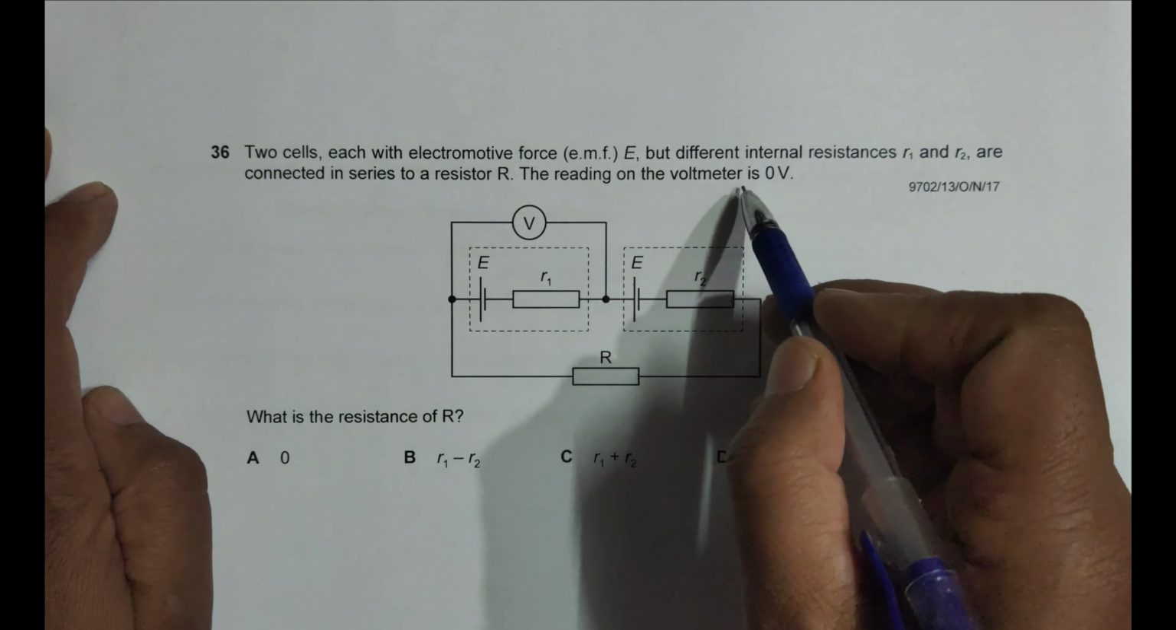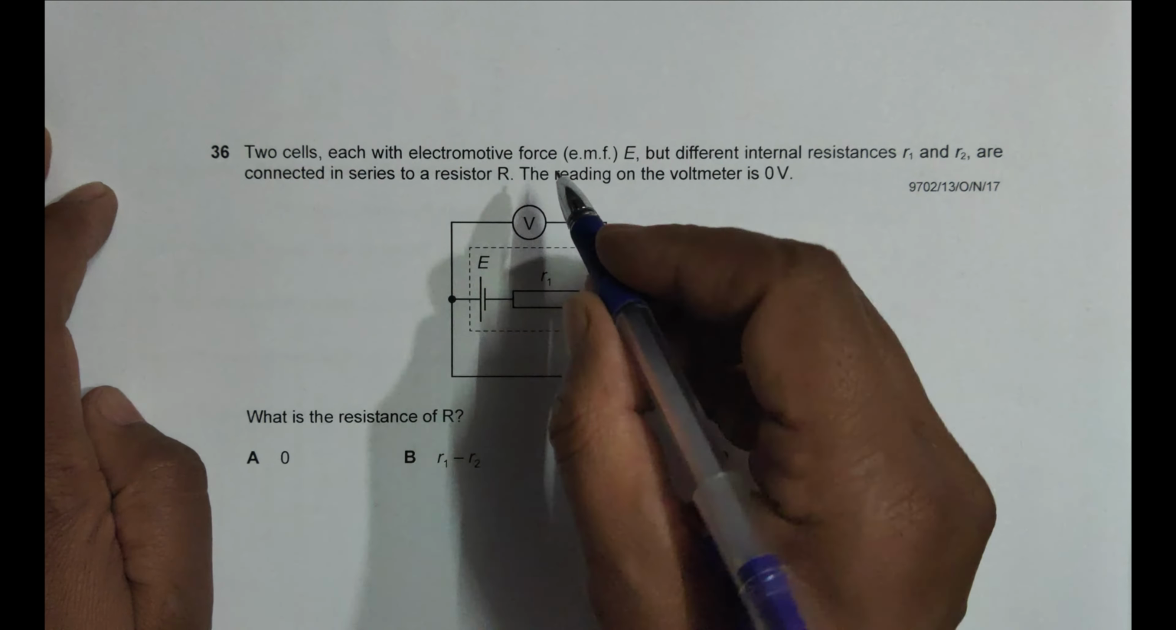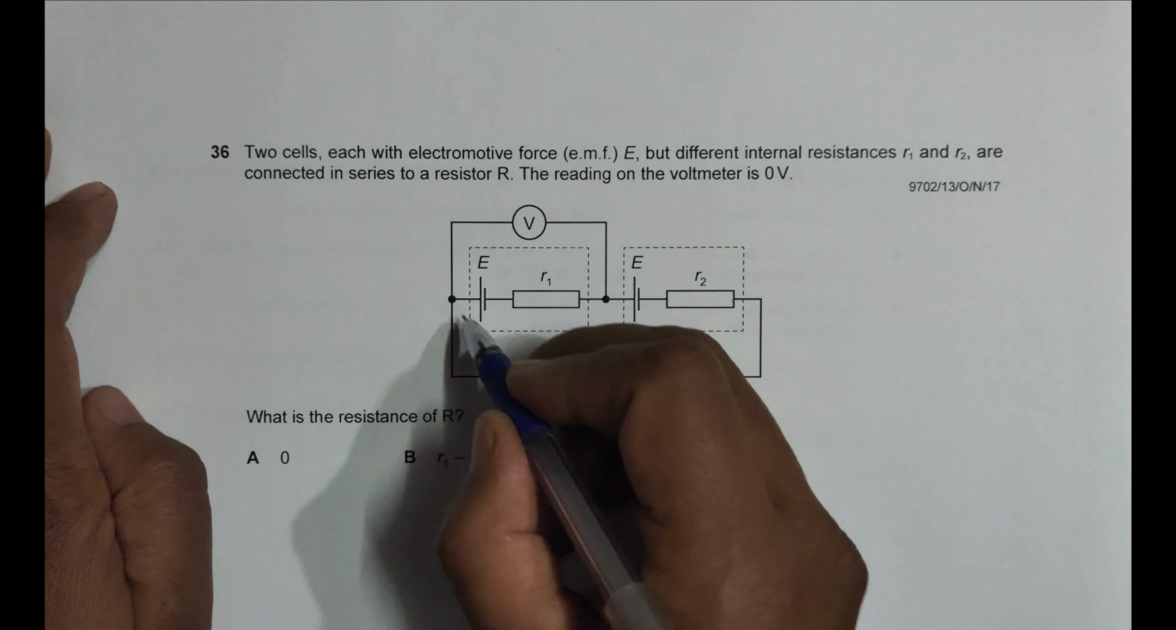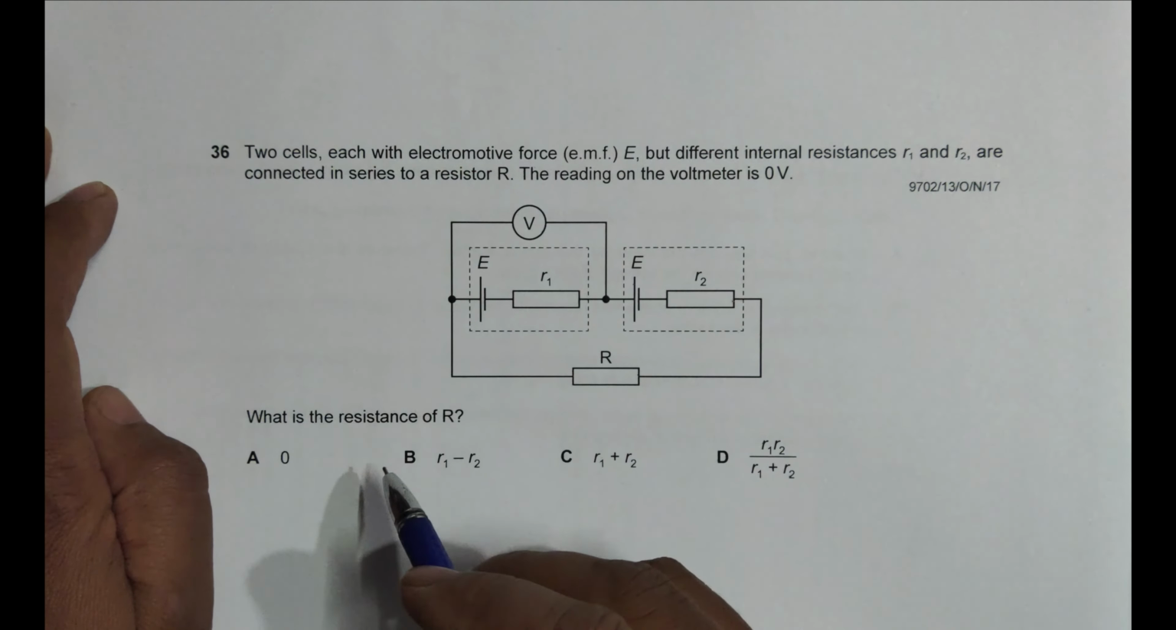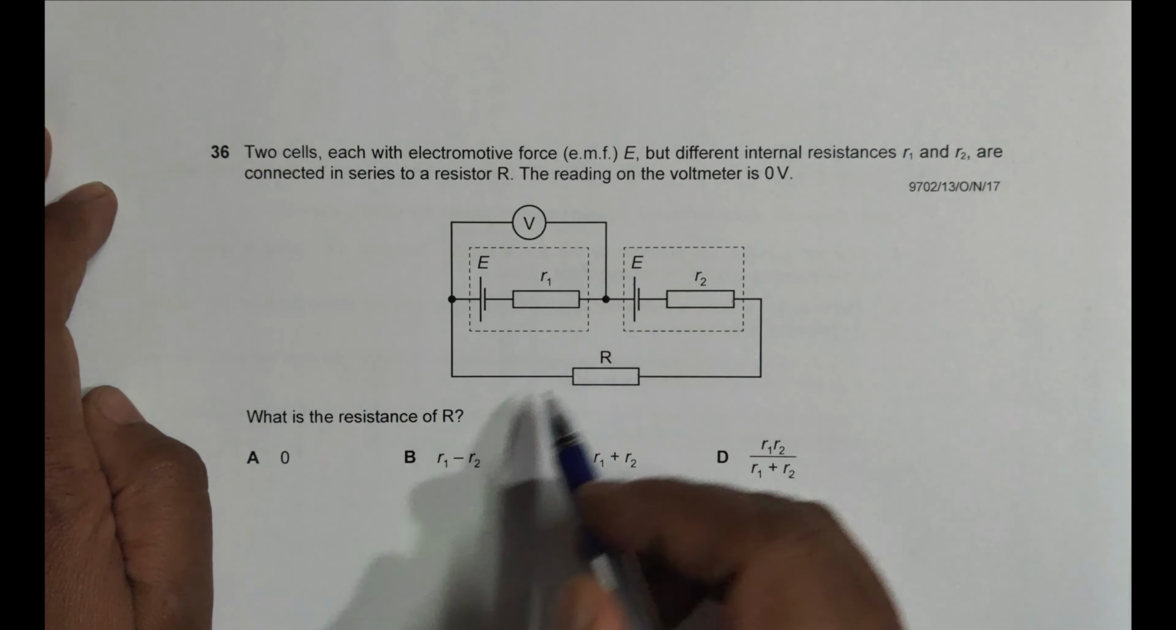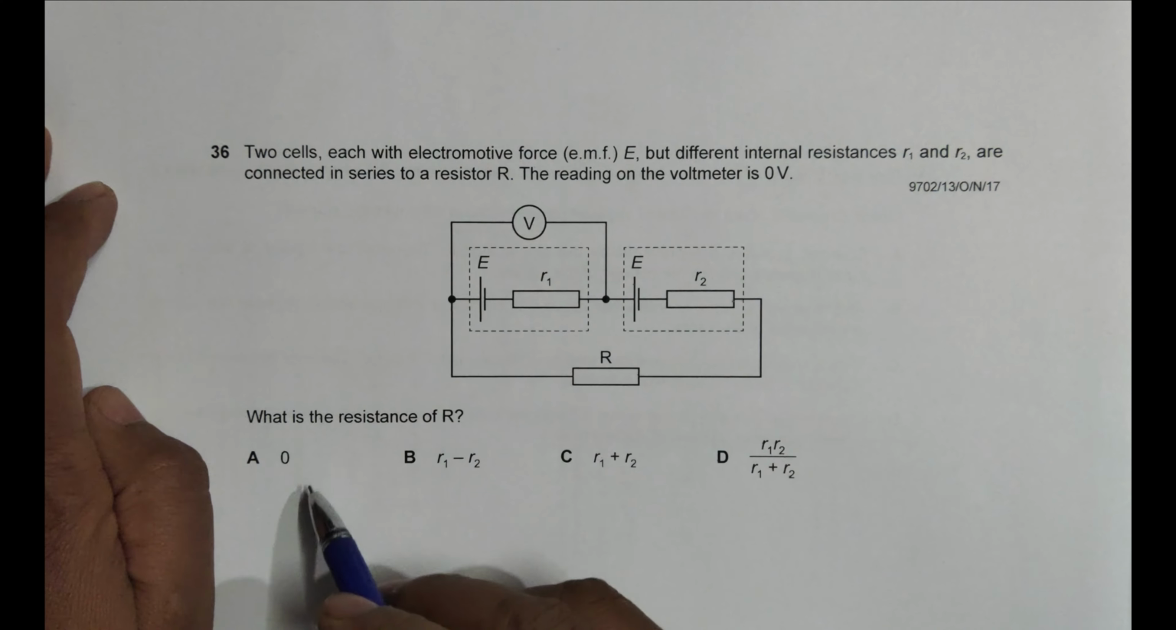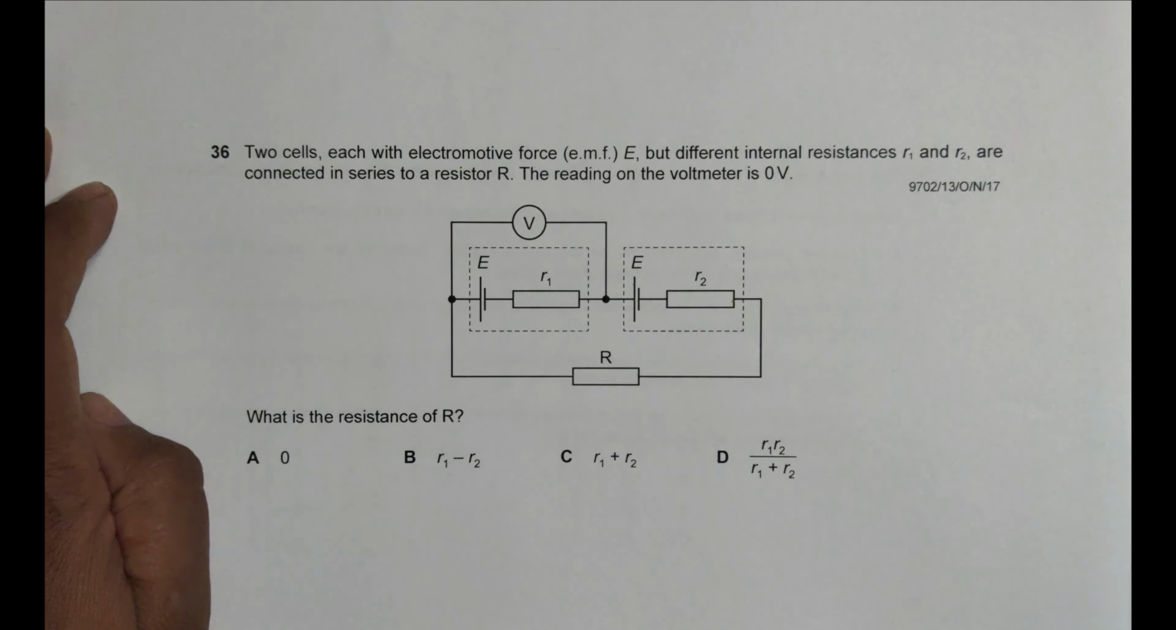The reading on the voltmeter is 0 volt. So you can see here it is 0 volt. So from here to here it is 0 volt. Then what is the resistance of R? So we have to find the value of R in terms of R1, R2.